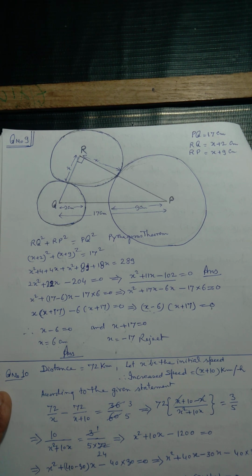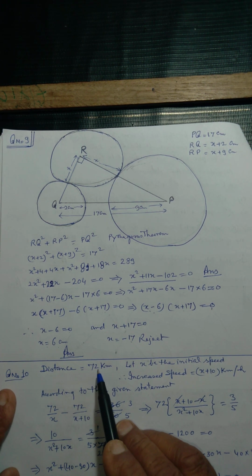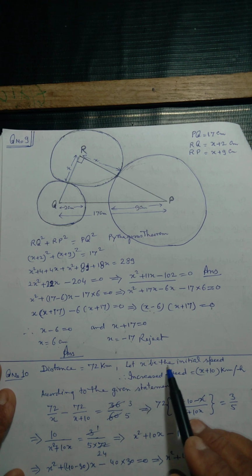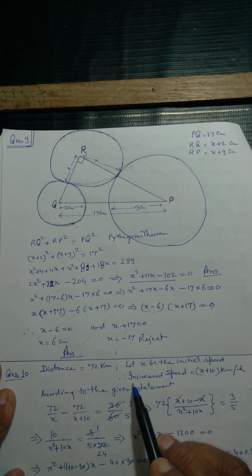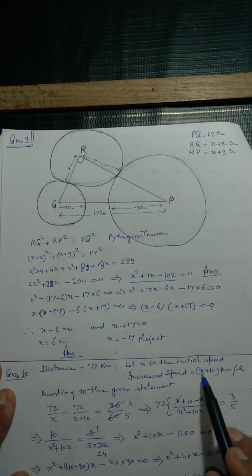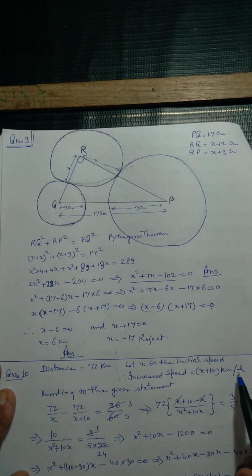Question number 10 states that by increasing the speed of a car by 10 km per hour, the time of a journey for a distance of 72 km is reduced by 36 minutes. Find the original speed of the car. You see, the distance is given as 72 km. Let x be the initial speed. Therefore, the increased speed will be equal to x plus 10 km per hour.